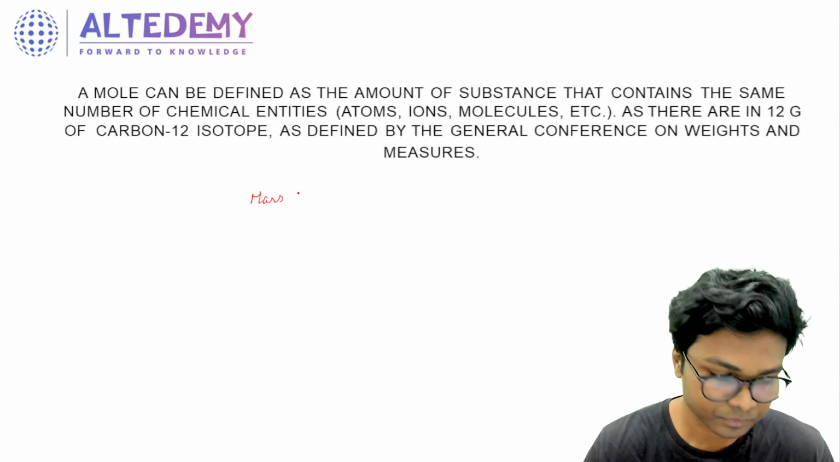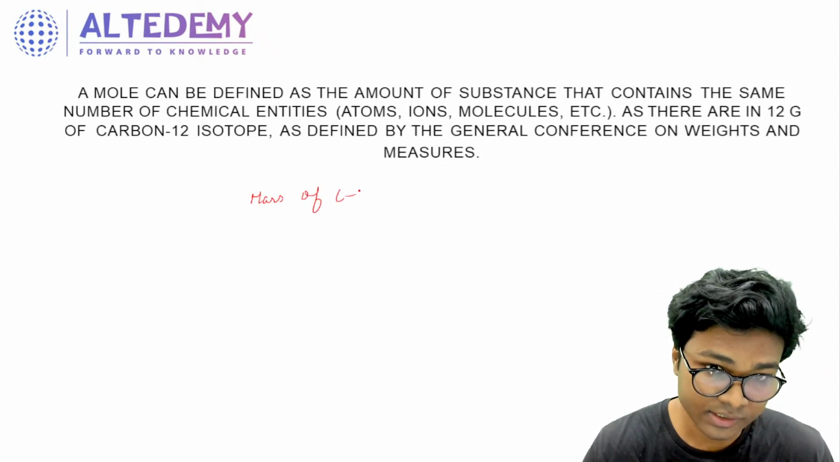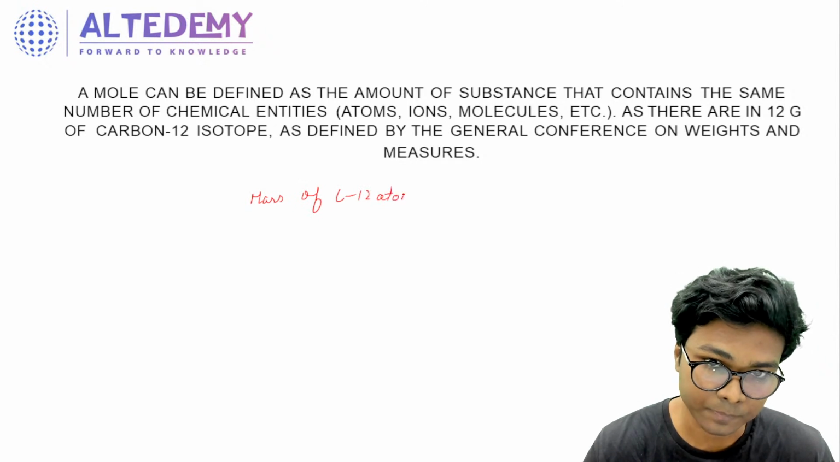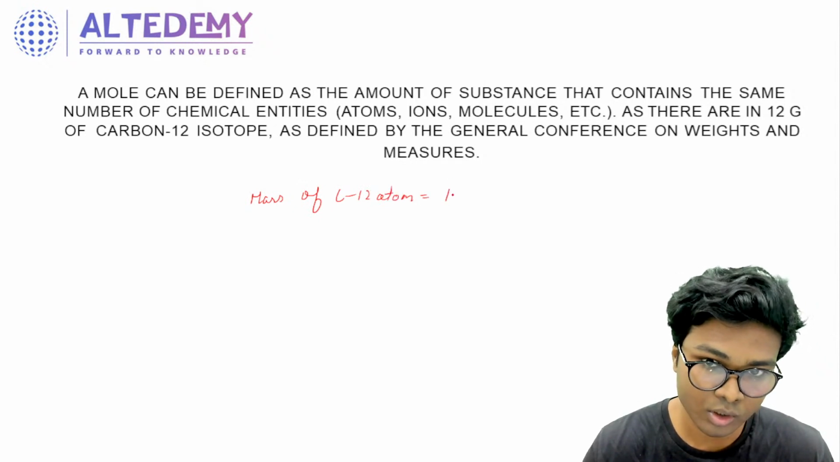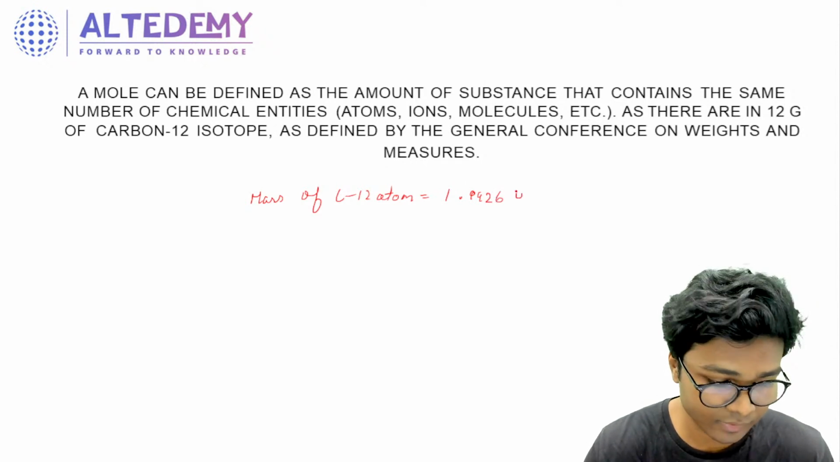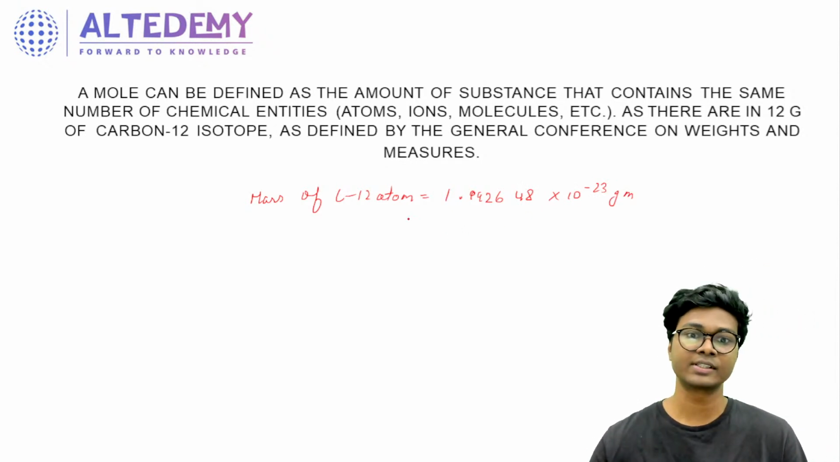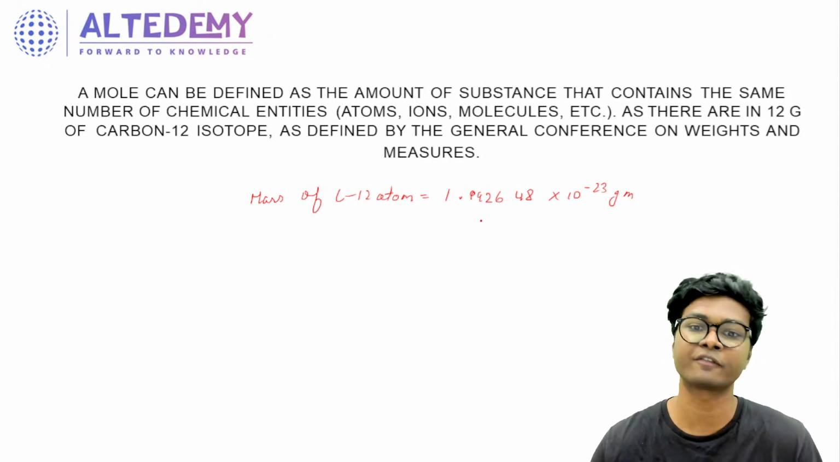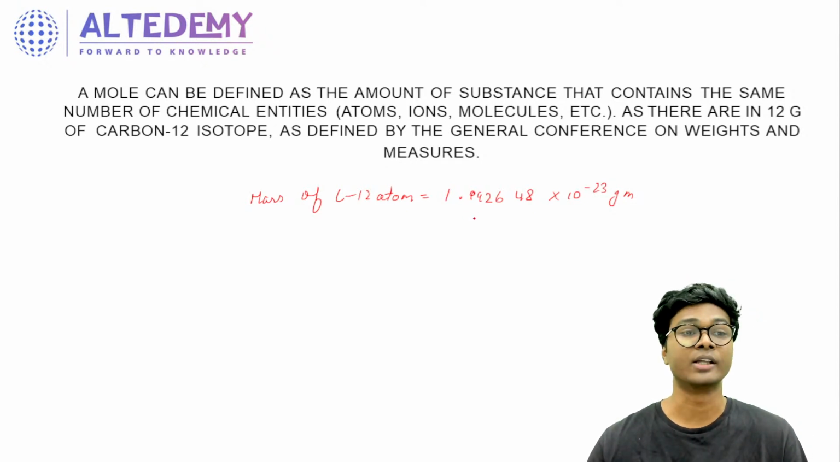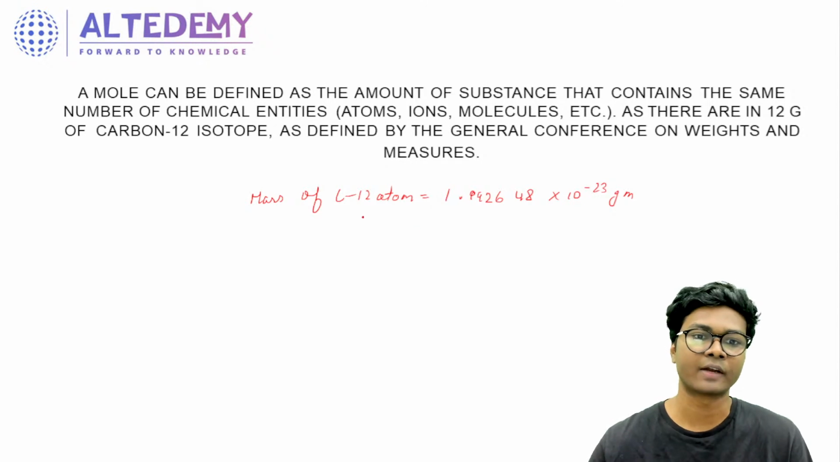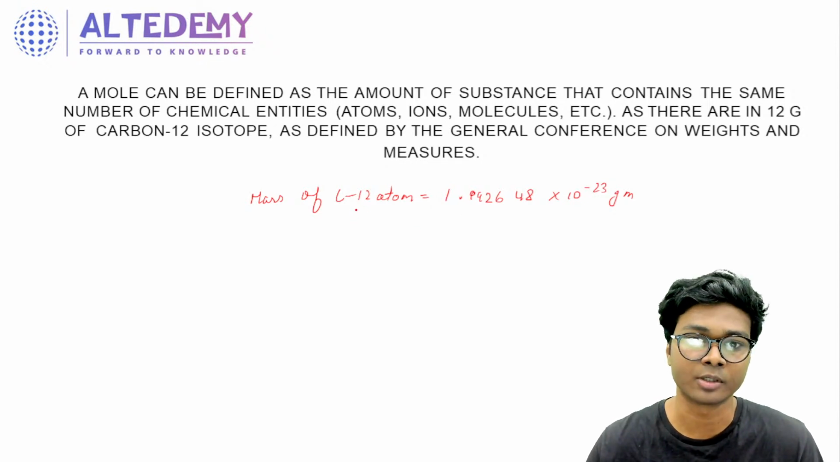So the mass of a C12 atom is equal to 1.992648 times 10 to the power minus 23 grams. This is the mass of the carbon 12 atom which they found physically with the help of a mass spectrometer. That's how they found this mass of the carbon 12 atom.